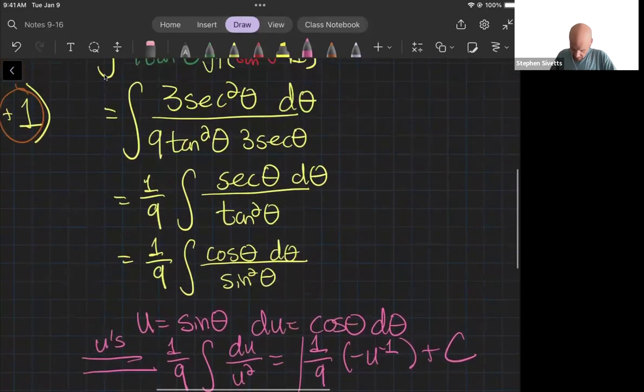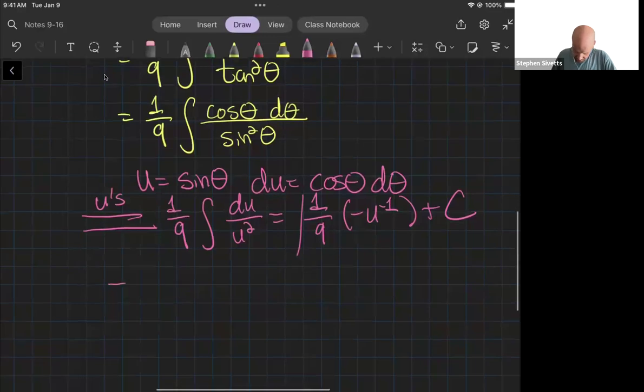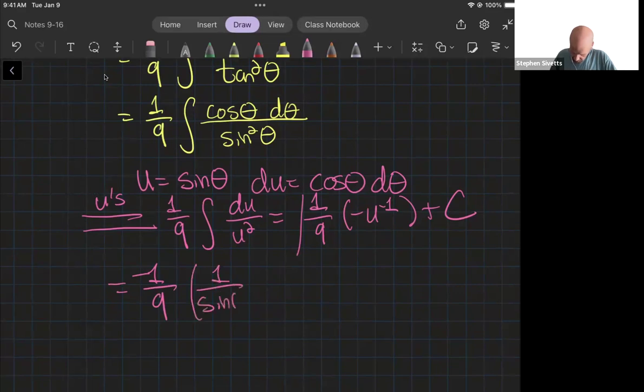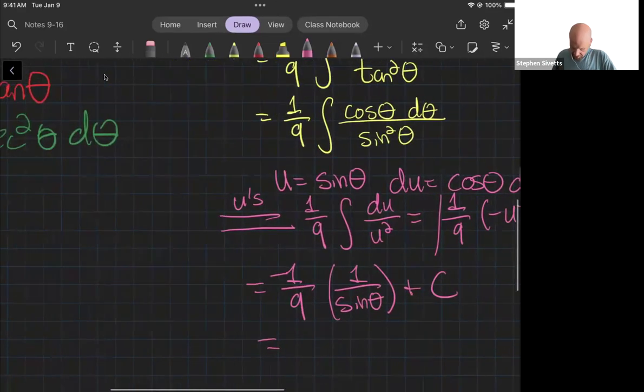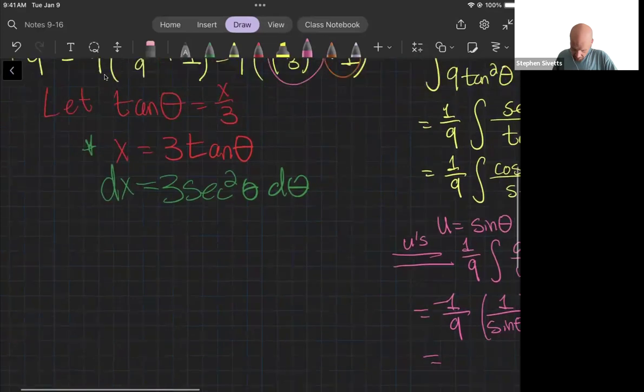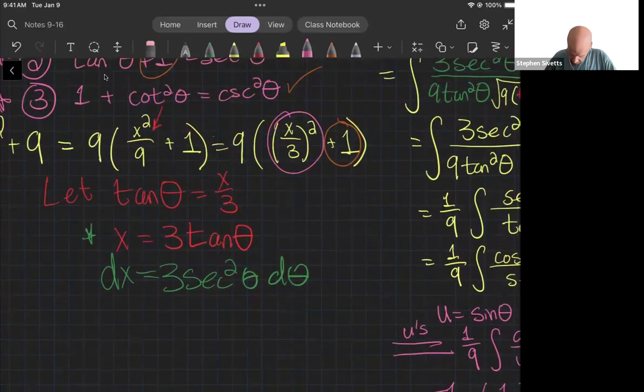So we need to get back to x's, right? So we know that u here was sine of theta. So this equals minus 1/9, rather. So I'm going to write it out as 1 over sine theta, which is cosecant theta, plus c. Okay. And to get back into x's, we had this relationship at the beginning: tangent of theta is equal to x over 3.